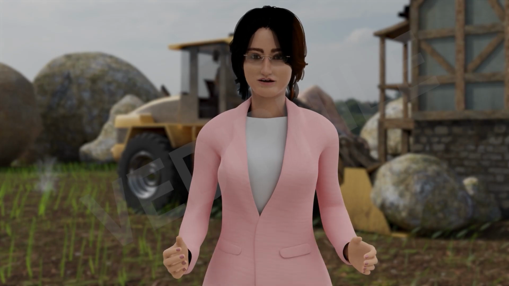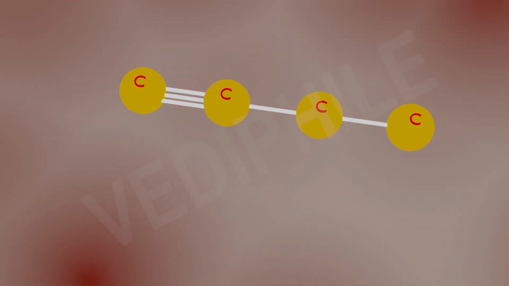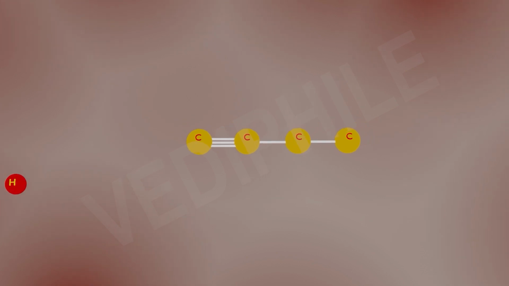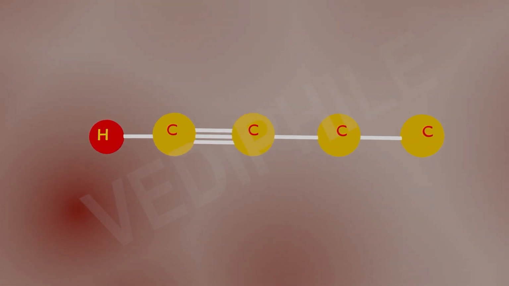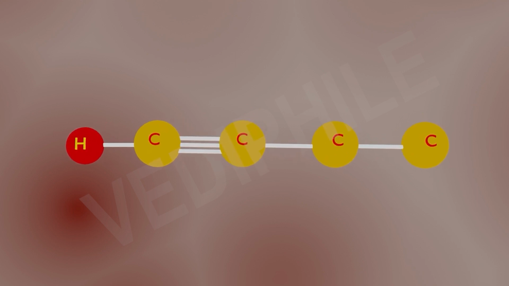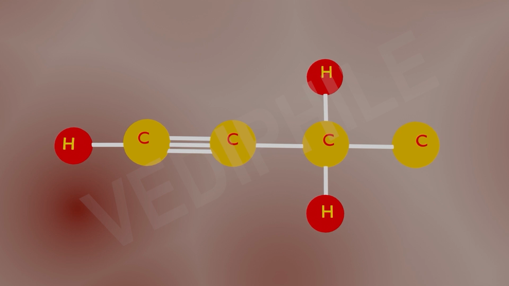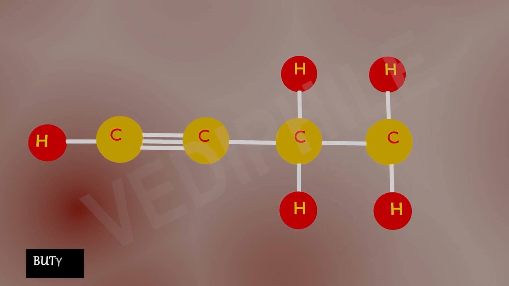Let's see some other examples of alkynes. So in this compound we have 4 carbon atoms. So it is butane. But it is having a triple bond also. So in butane, -ane is replaced by -yne. So it is called butyne.